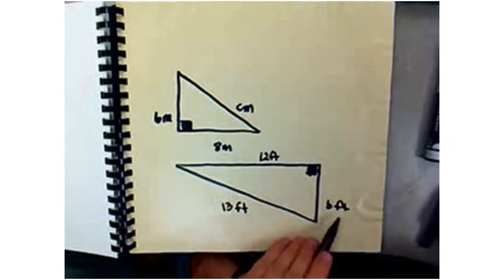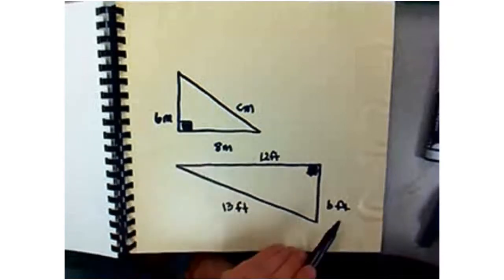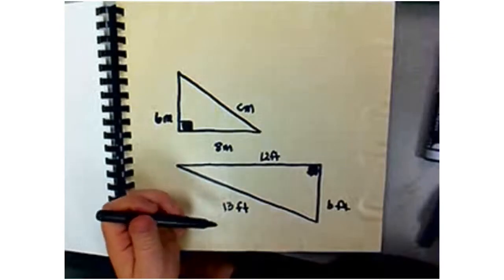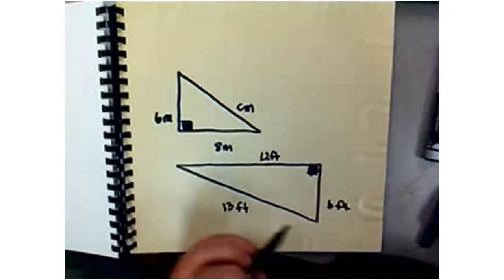So you're missing a leg, you're missing your b value. You still use a squared plus b squared equals c squared, except you're going to substitute in 12 for a. You're going to keep b. You're going to substitute in 13 for c. And you're going to do the math and come up with the leg that is missing.